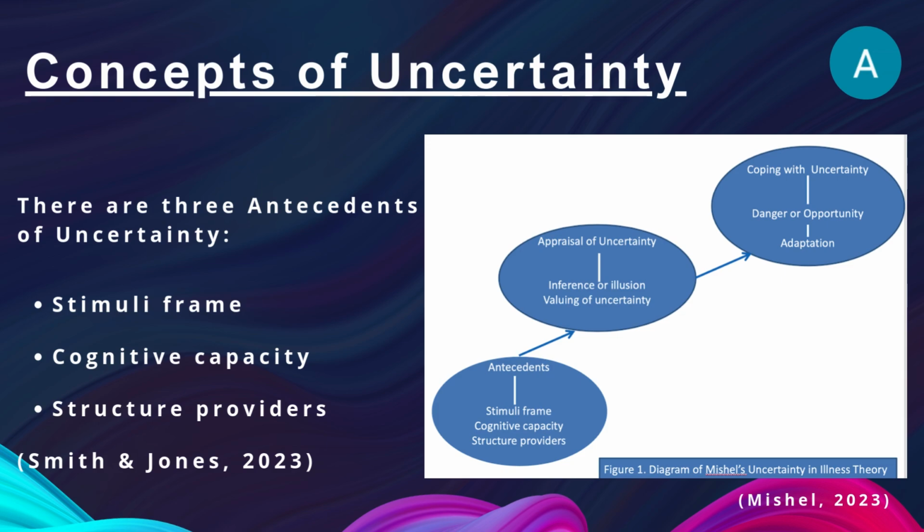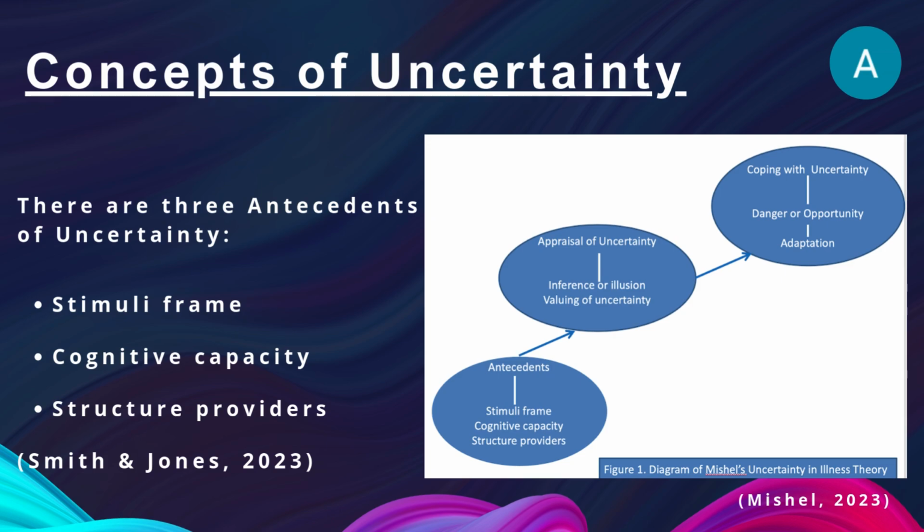That would tie into the third antecedent, which is structure providers. Structure providers are made up of social supports. It can consist of education, teachers, journals. It can consist of your family and your friends, whoever is in your social circle. Healthcare providers are also part of this, any kind of IDT team. Religion is also part of the social support system to help an individual interpret their situation.